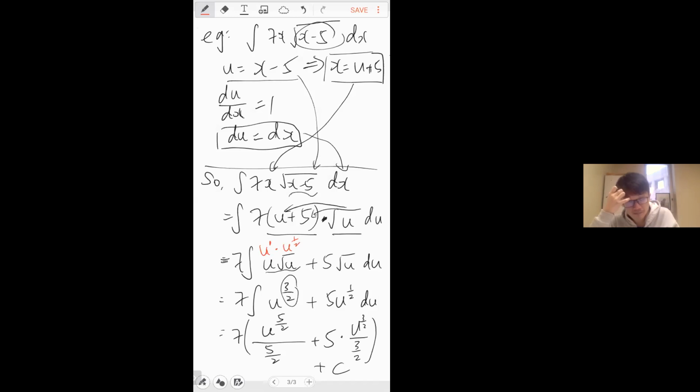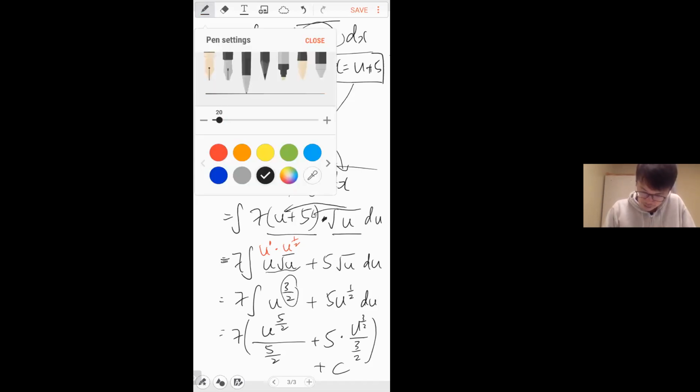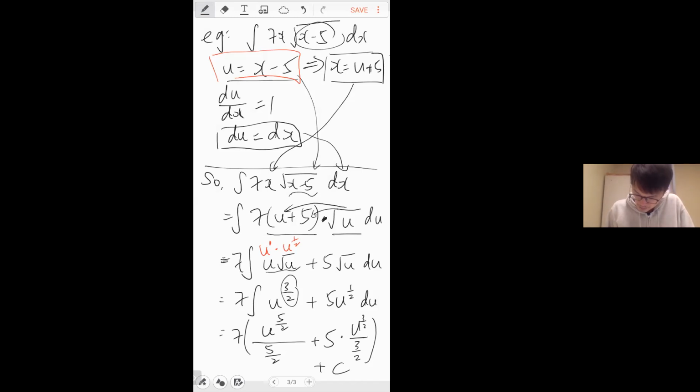Am I done yet? So what is the last step? Okay, so the last step is you need to put in u equals x minus 5. Let's move on to the next page.